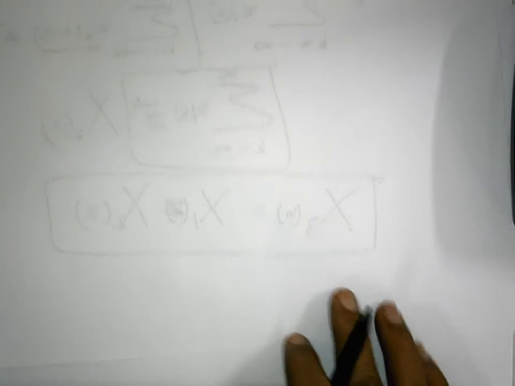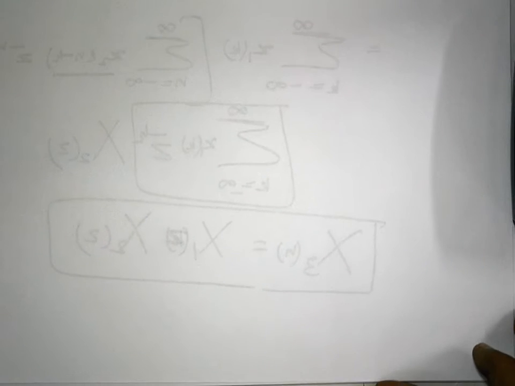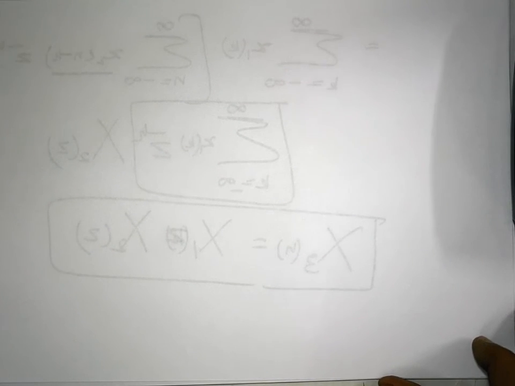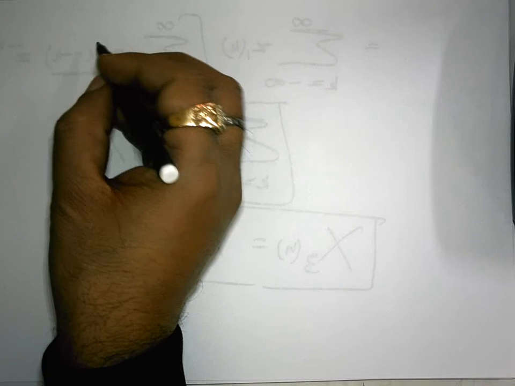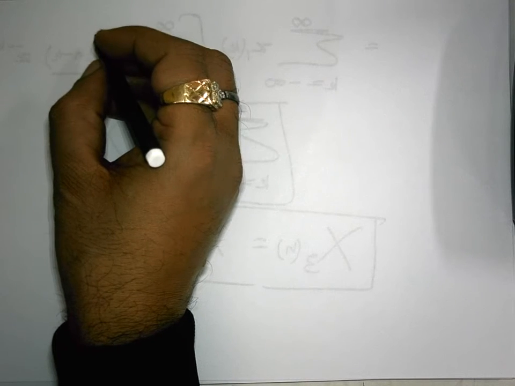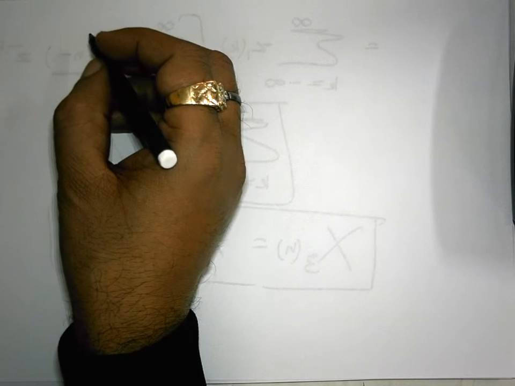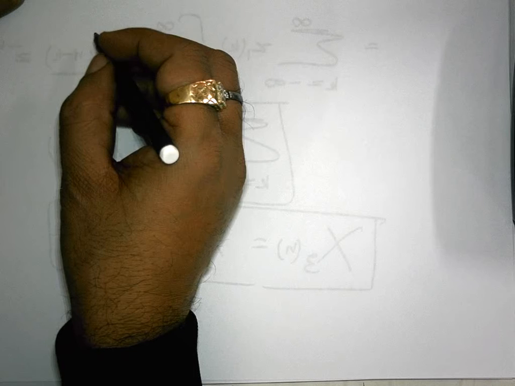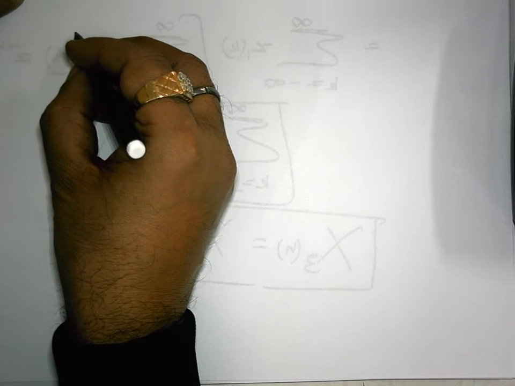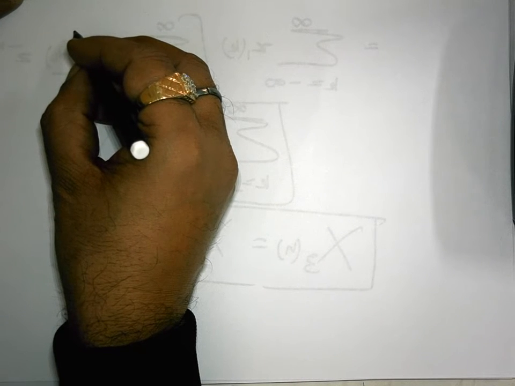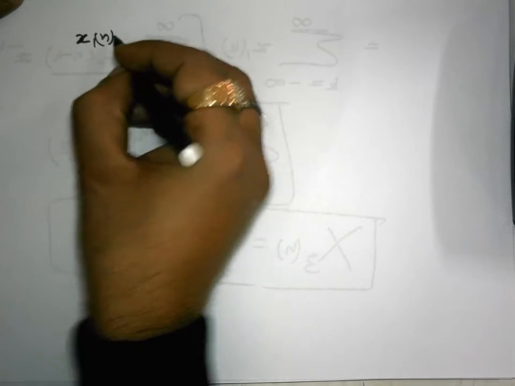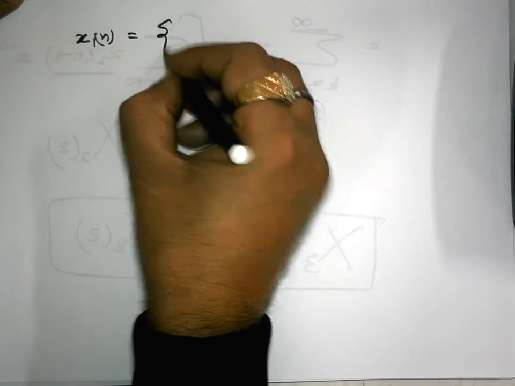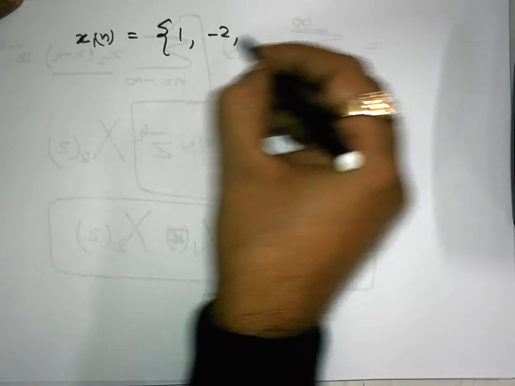Now suppose, just to get a glimpse of this property, we will solve a problem. Compute the convolution x3[n] of the signals. We will evaluate the convolution using the convolution property. Say x1[n] equals 1, minus 2, and 1.